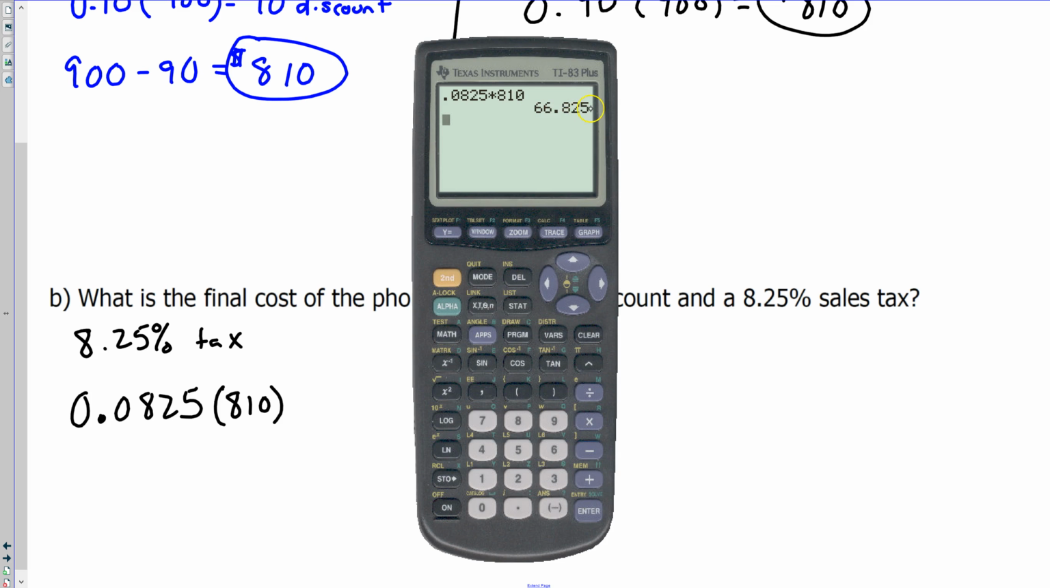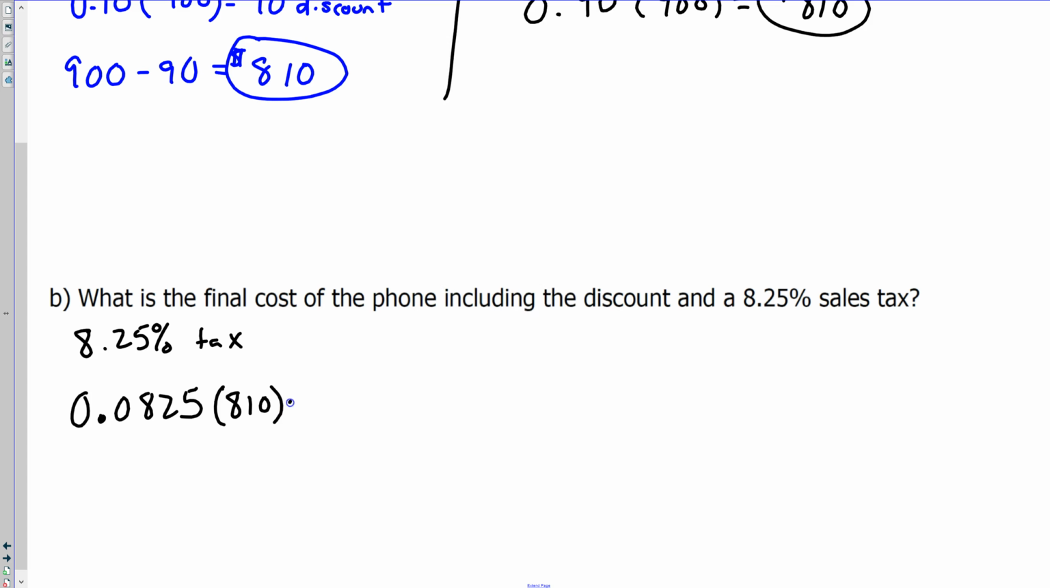Now when we're talking about money, which we are here, we only include two decimal places for the cents. So I wouldn't do the 82 because my next digit is a 5, so we would use our standard rounding rules. This would have to round up to 83 cents. So keep that in mind when you're dealing with money. You may have to round up or down to include the two decimal places. So that is my tax amount.